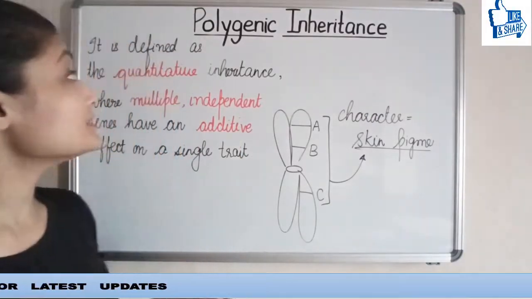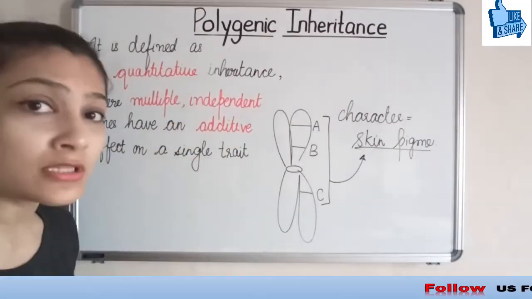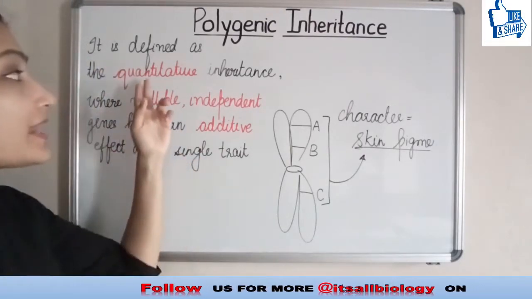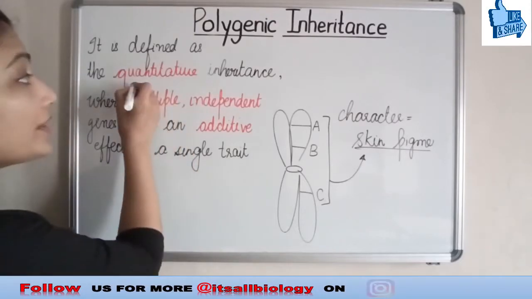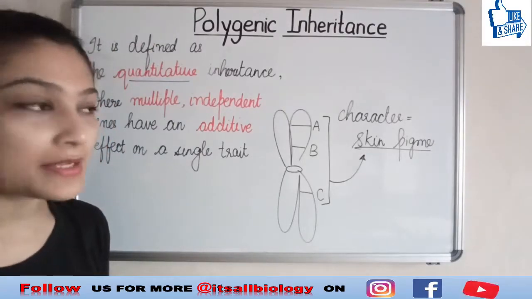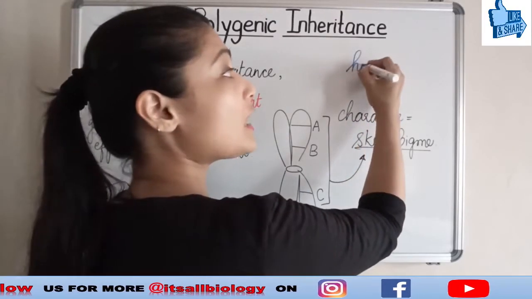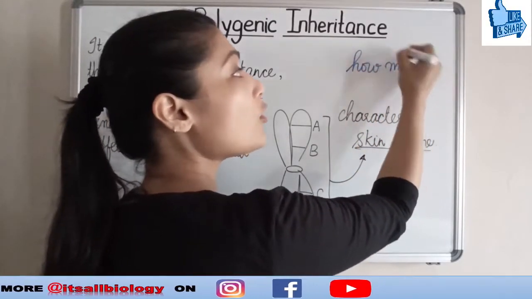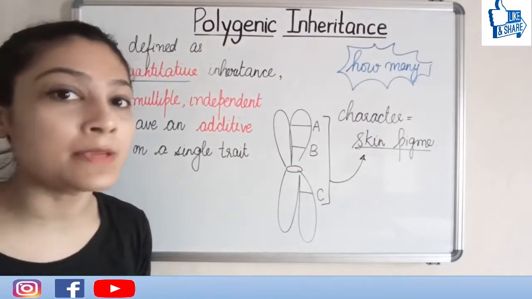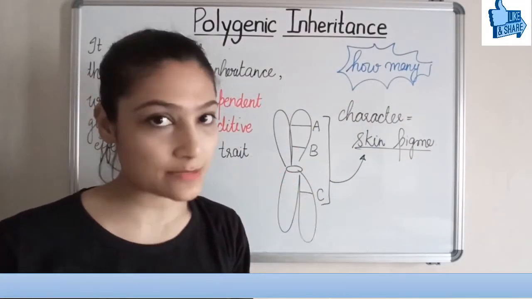Polygenic inheritance is defined as the quantitative inheritance. I have written the keywords in red letters so that you will be able to understand it better. It is defined as the quantitative inheritance. When we talk about quantity, there is going to be some relation with the number here. So here we will be focusing on how many. We are going to see how many genes are present. Quantity is an important criterion here for any character to express itself.